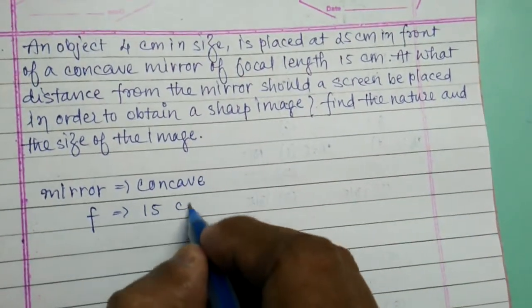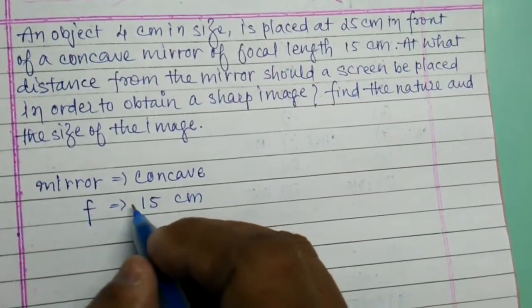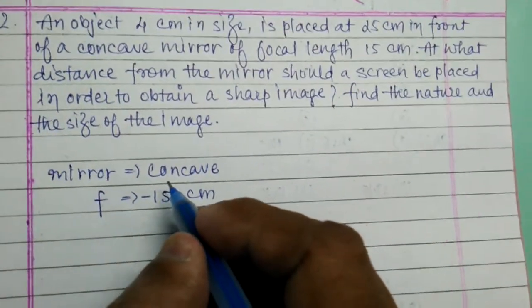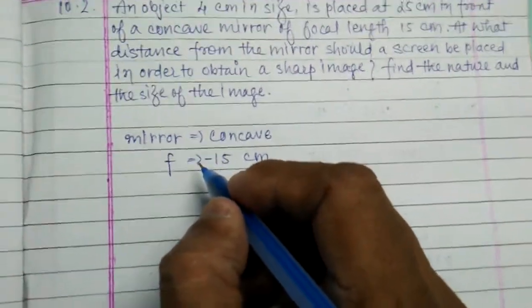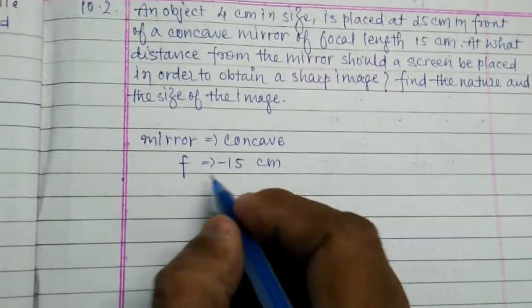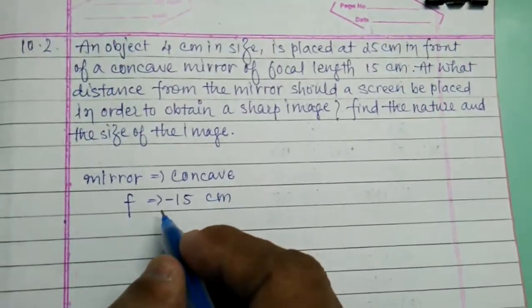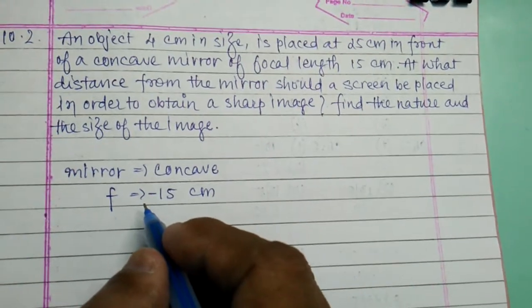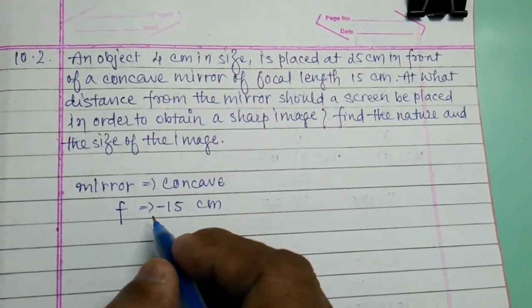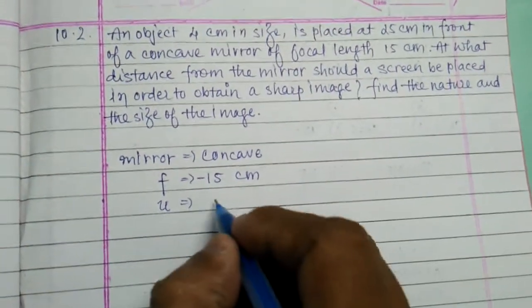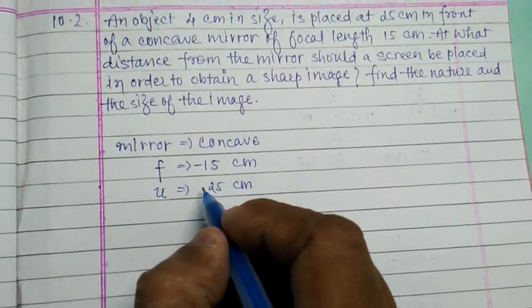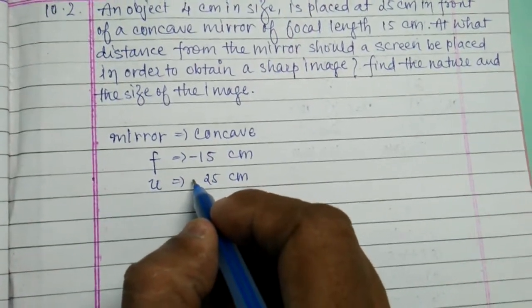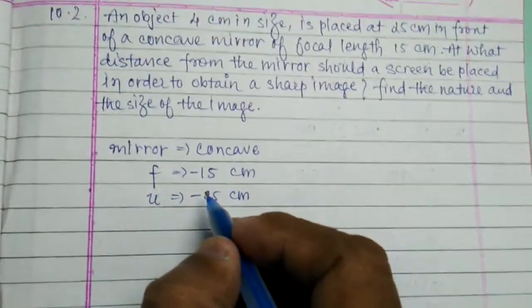15 cm. But here it is a concave mirror, the focal length of a concave mirror is taken as negative because the focus is in front of the mirror and it is on the left side, so the focal length should be negative according to the new sign convention. And the object is placed at 25 cm. Object is placed, u is 25 cm. The object is always placed on the left side, so it is always negative for any mirror.